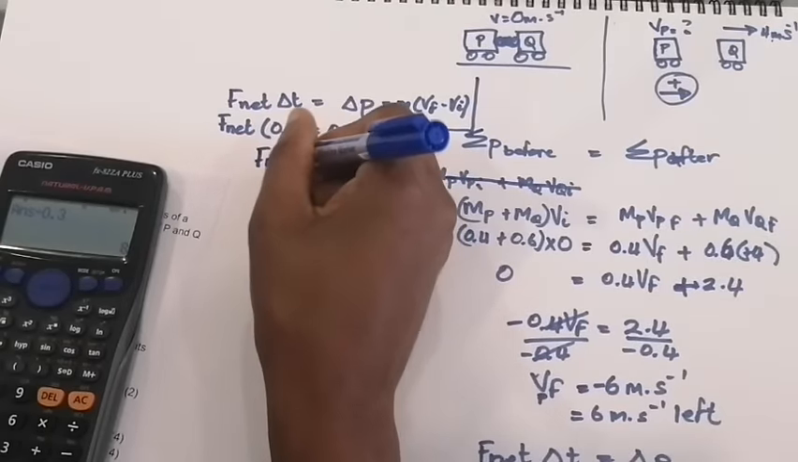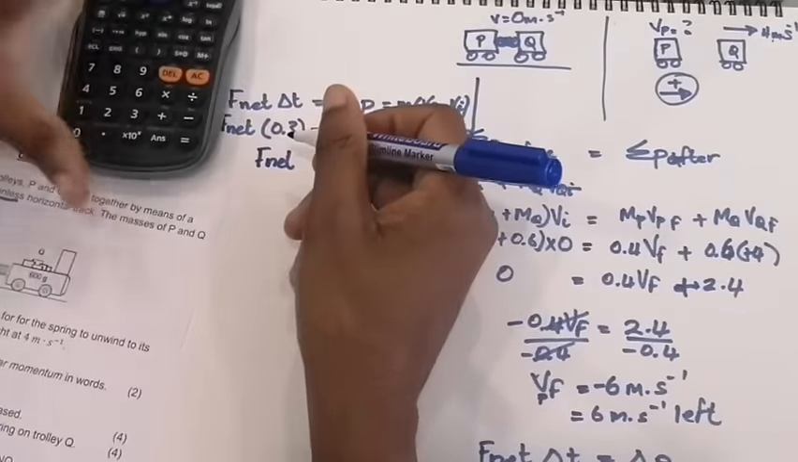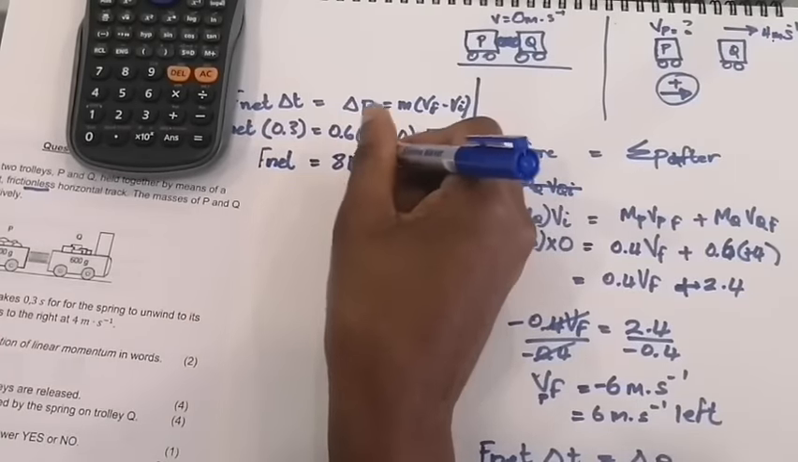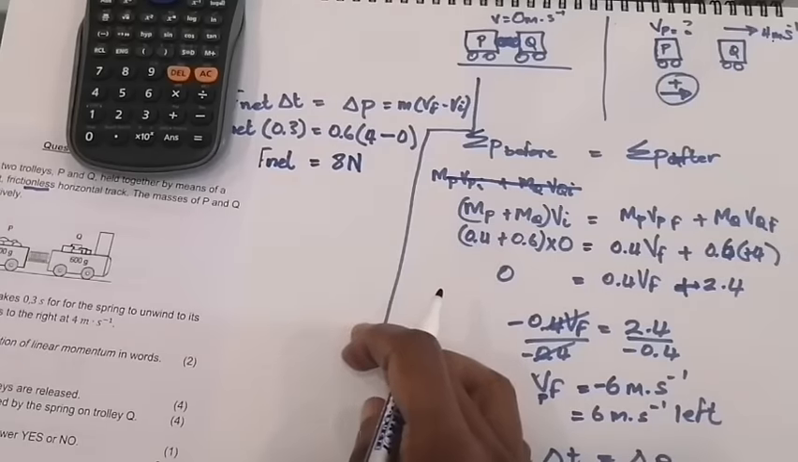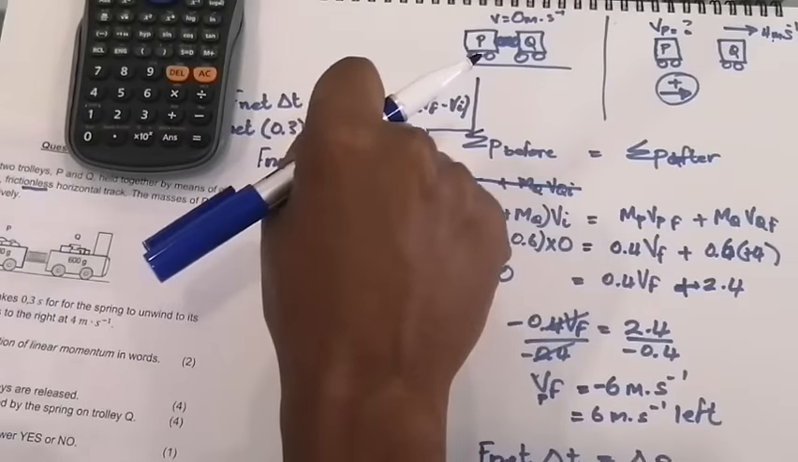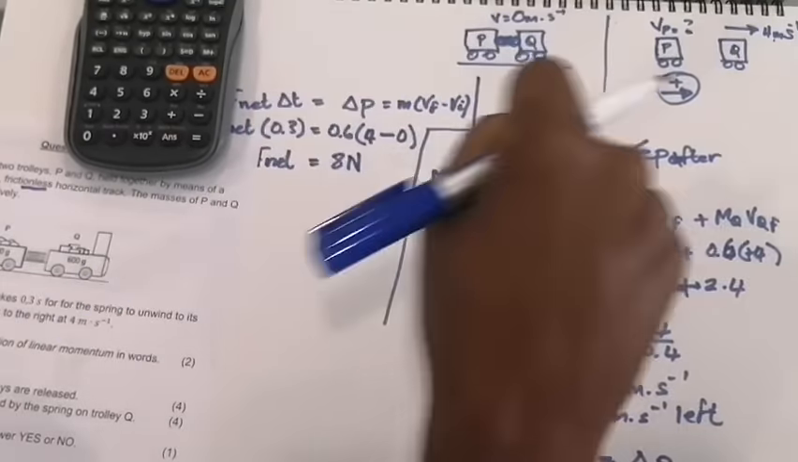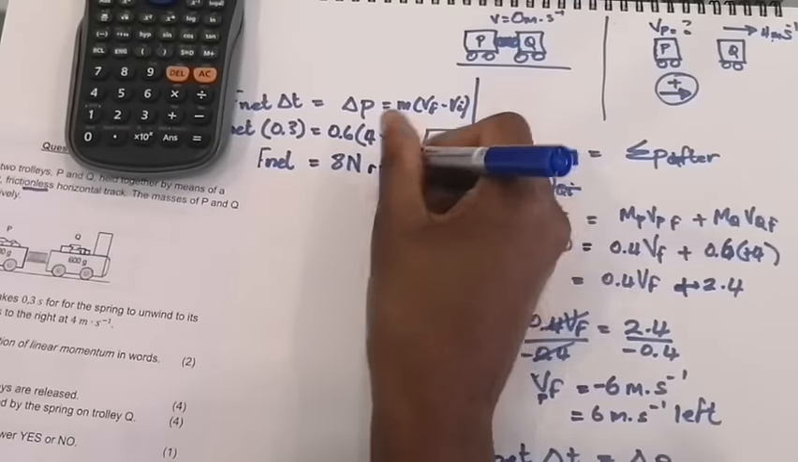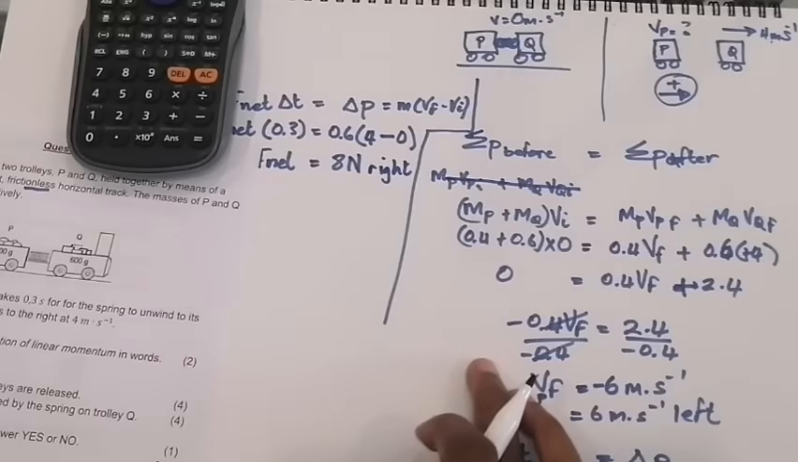So the net force, and by the way, F net is equal to 8 newtons. That's the average force exerted by the spring on trolley Q. Think about it: the spring must have exerted a force to the right on trolley Q. So in this case, it was to the right hand side.